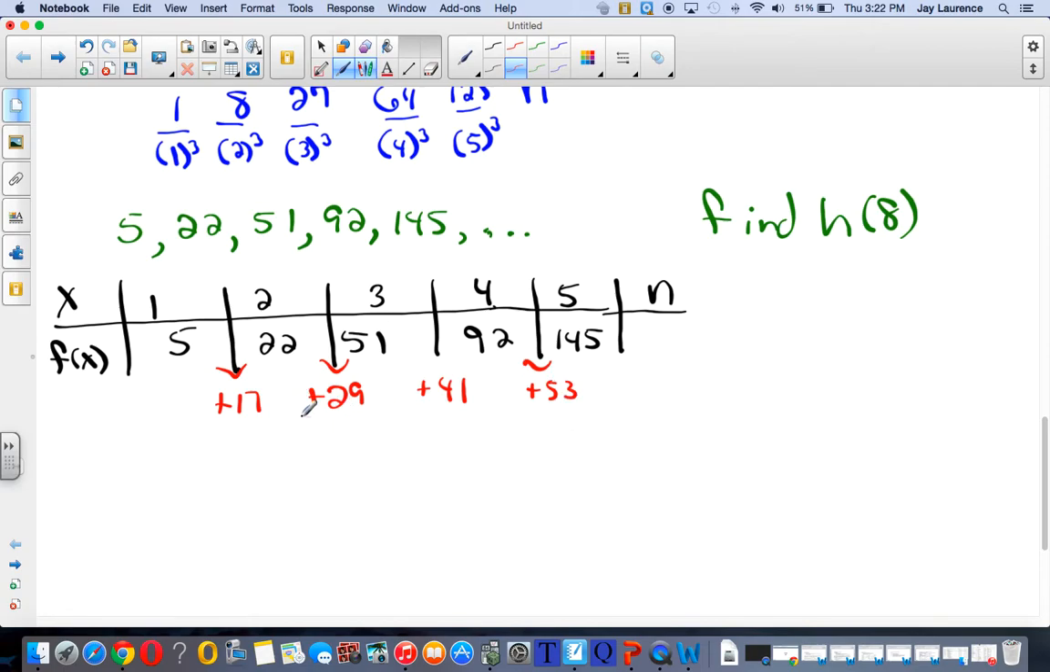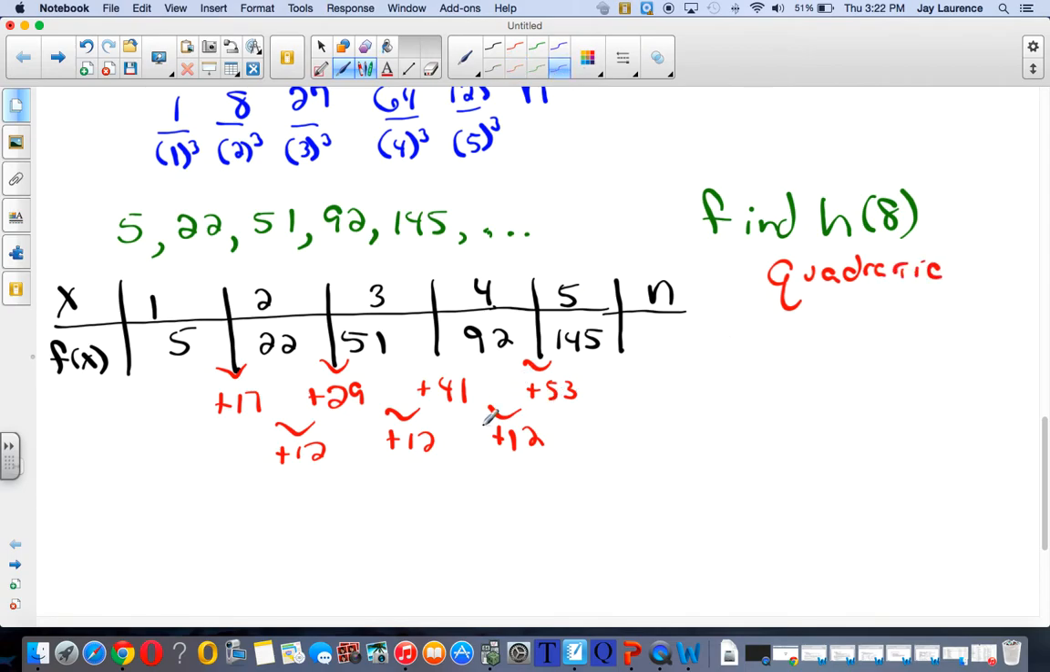Not linear. First differences don't match. Let's go on to the second differences. Looks like that's plus 12. Looks like that's plus 12. And that's plus 12. This is quadratic. It's a quadratic function because the second differences are all the same.